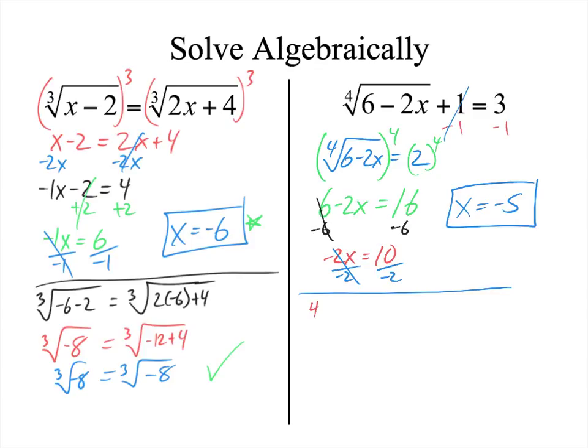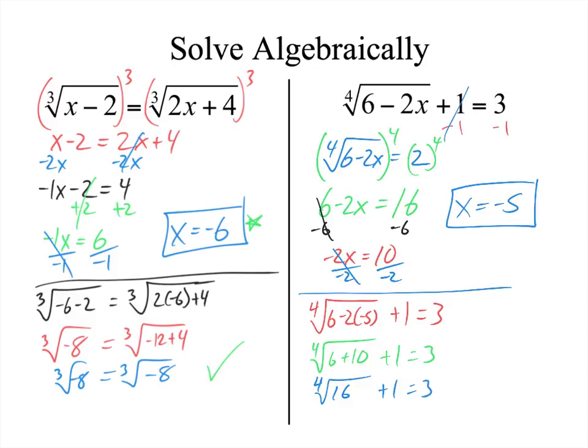So the fourth root of 6 minus 2 times negative 5 plus 1, let's see if it equals 3. Let's check this out. So I have a fourth root of 6, a negative 2 times a negative 5 is a positive 10. All right, rewrite everything around it. And the fourth root of 16 plus 1, does that equal 3?